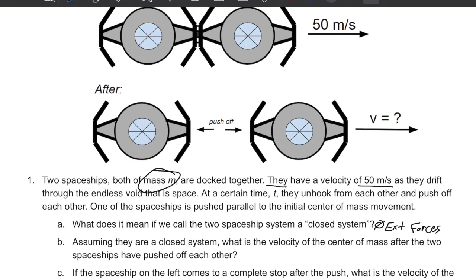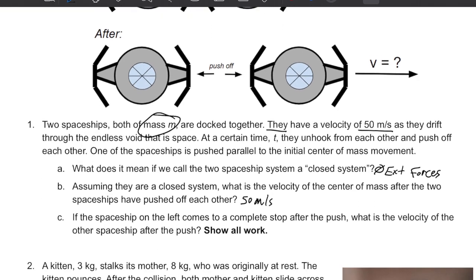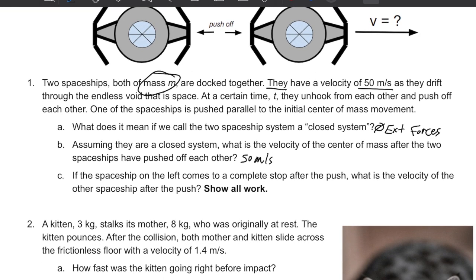What is the velocity of the center of mass after the two spaceships have pushed off of each other? Velocity of center of mass has not changed. It's a closed system. So if you can determine the velocity of center of mass at any time, you can determine the velocity of center of mass at every time.